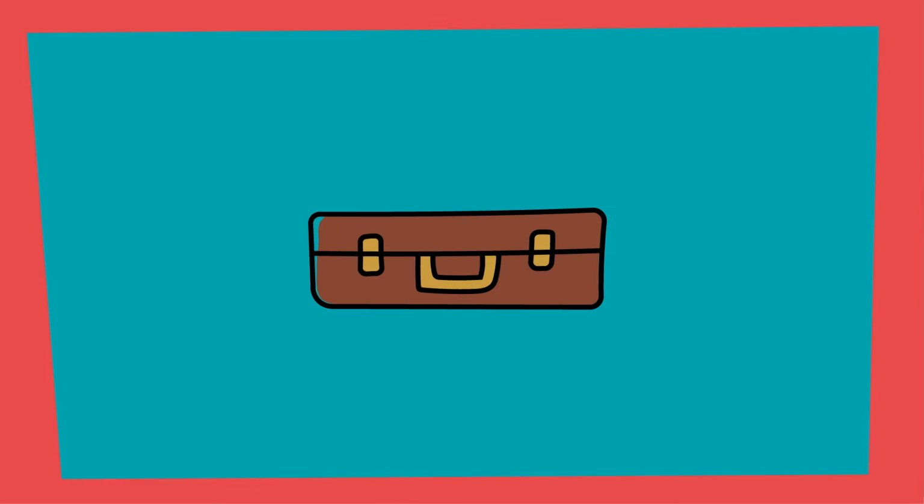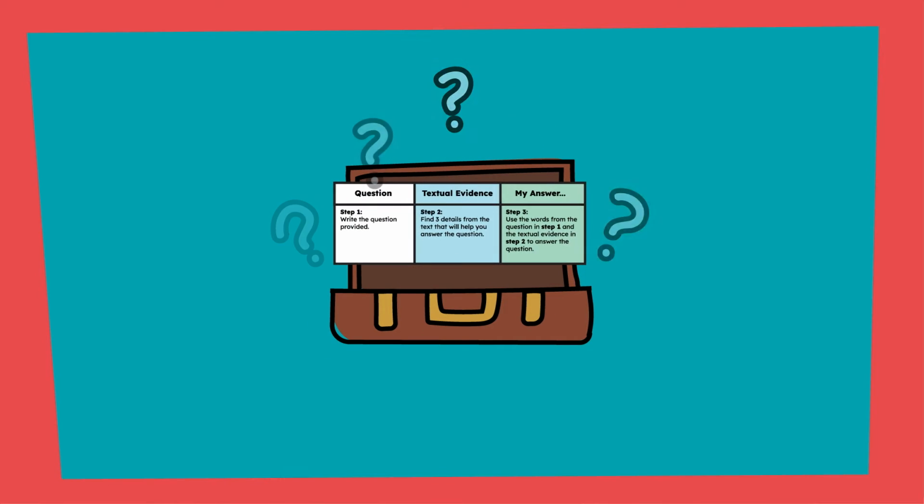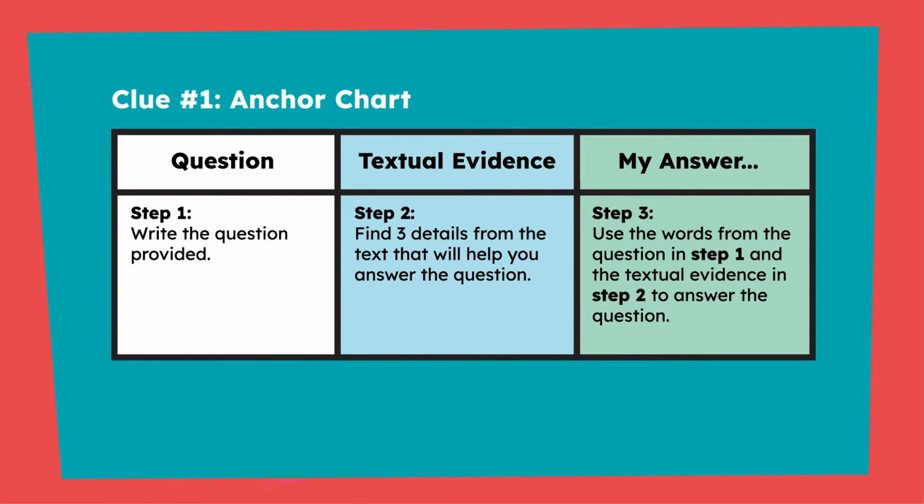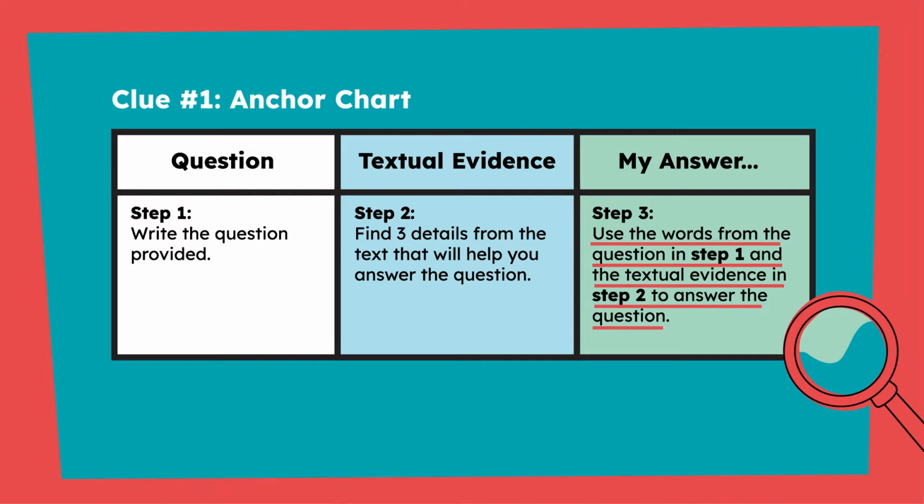Okay, I think we're ready to get started. I'll catch you up by modeling on the case for what is needed. Here's what I have so far. Clue 1. This is our anchor chart that explains how we will organize our graphic organizer we need to solve the case. Alright, detectives, what will we do first? That's right, we must write the question we will be investigating. What's our second step? Yes, we must find details in the text that help us answer the question. Then what? You've got it. We will use the words from the question in step 1 and the textual evidence in the text from step 2 to write an answer to our question. Sounds like you're ready for action.